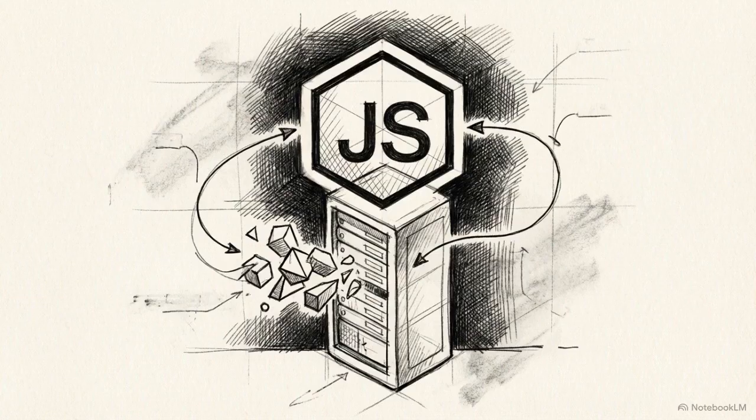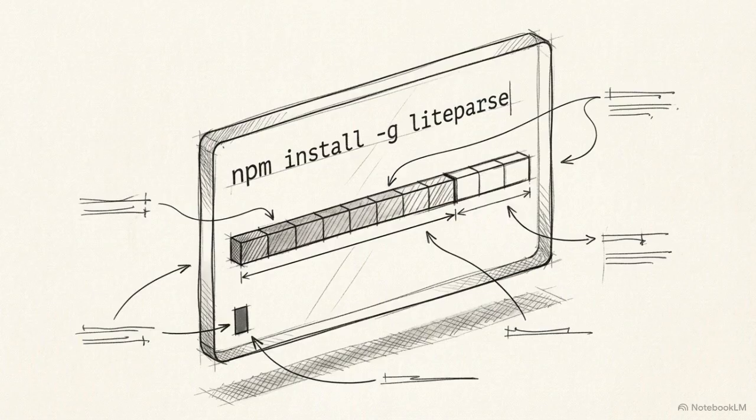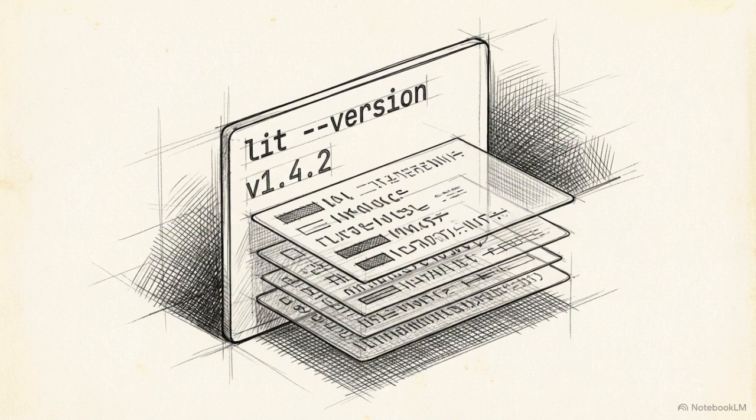To set this up, you need a standard Node.js environment. Open your terminal and run npm install -g liteparse to install the tool globally. Once the installation finishes, verify the deployment by running the version check command. Seeing the version number confirms the CLI is active.